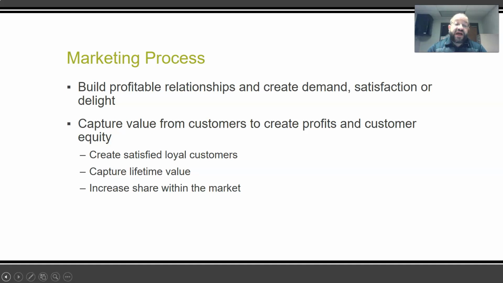So business has got to think about capturing value from customers to create profits. Profits are a good thing. That's how businesses grow and expand and make the customers happy, right? So create satisfied, loyal customers, capture a lifetime of value, and increase the share of the market itself, right? So yeah, some big college level concepts there, but hopefully we have a good understanding of the information presented.